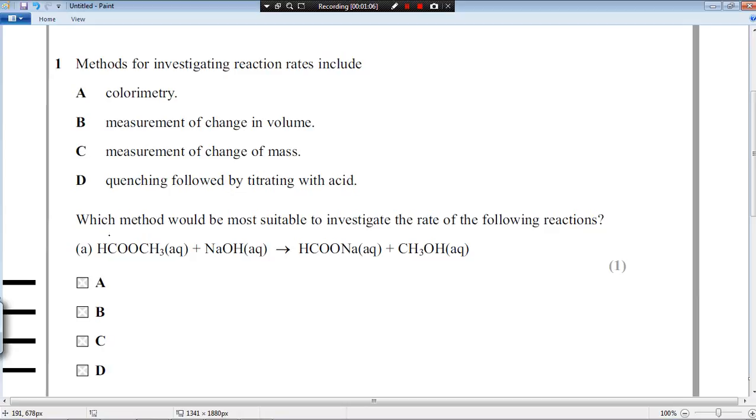So they have asked which would be the most suitable to investigate the rate of the following reactions. Okay, so which would be the most suitable options from here to investigate the rate of the following reactions. Okay, is it A, B, C, or D? You can understand. Okay, so here let us examine each of the options that are given here. So in order to choose the options, let us first investigate this chemical equation, okay, that is given here.